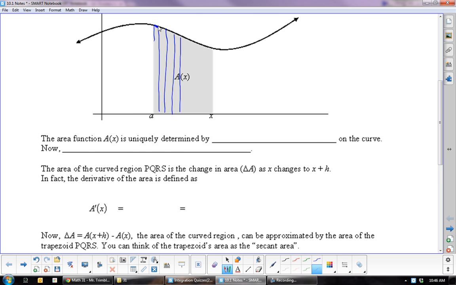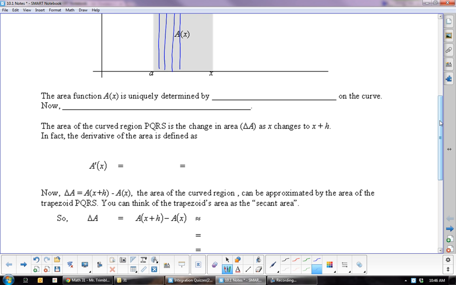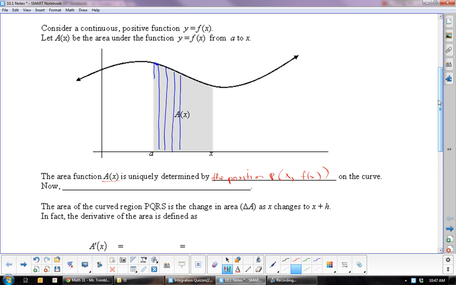Now, the area function, which is called A(x), is uniquely determined by the position P, which would be x comma f of x. Okay, so I'm just going to get rid of this for a second. It's not really part of my proof. So if I put, say, point P there, that would be x comma f of x, because the y would come out of the function, right?